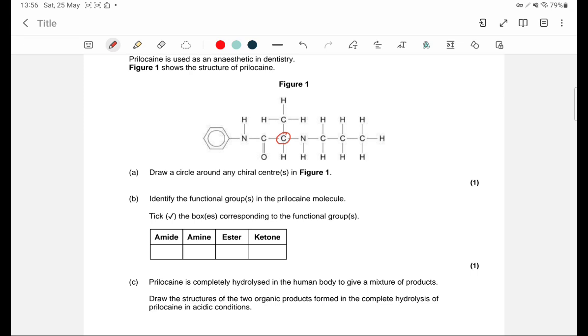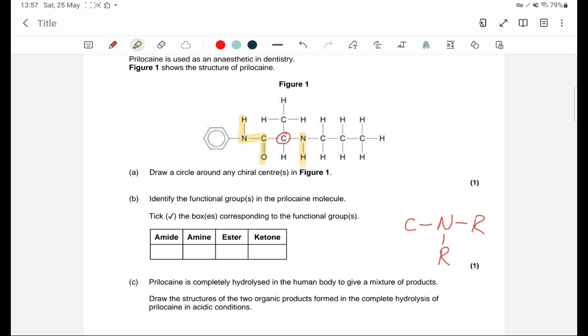Question B wants you to identify the functional groups present in the molecule. The first functional group is an amide, which is this. This functional group is present here. The second functional group is amine, which is this, where those R groups can be a carbon or a hydrogen. There is an amine present here.